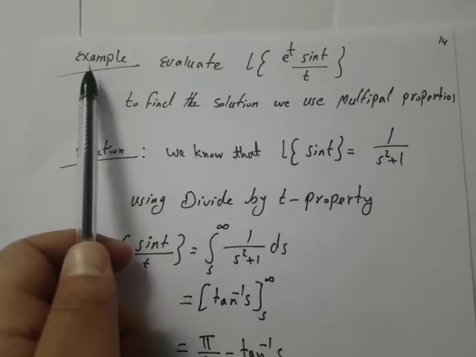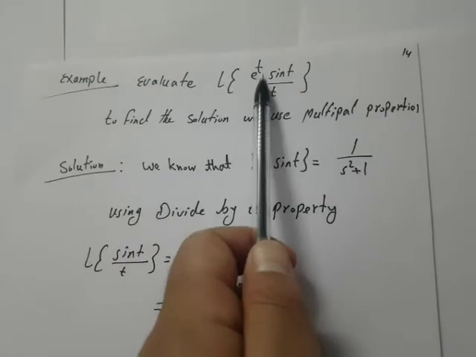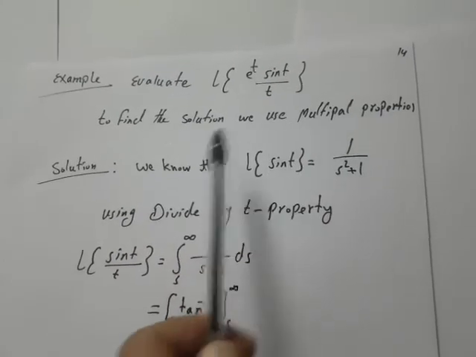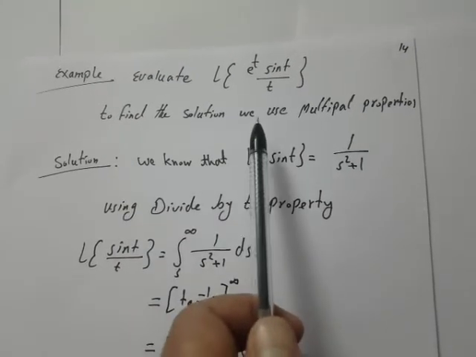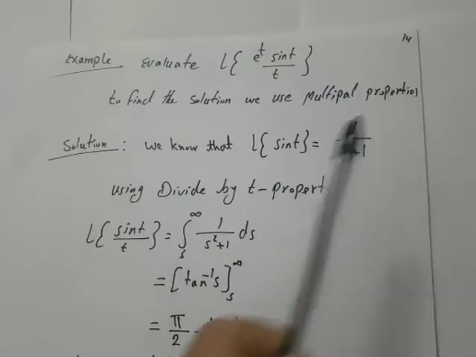We are coming to next example. Next example is evaluate the Laplace transform of e to the power t sin t upon t. To find the solution of this, we use multiple properties.